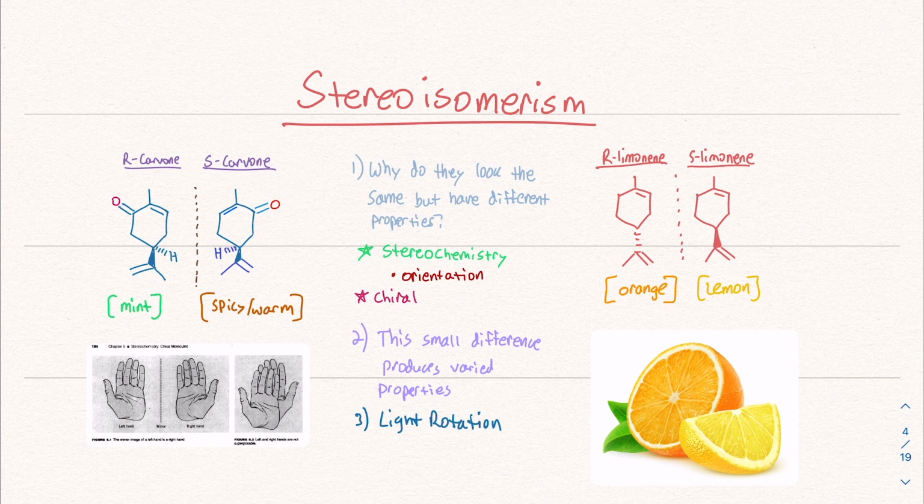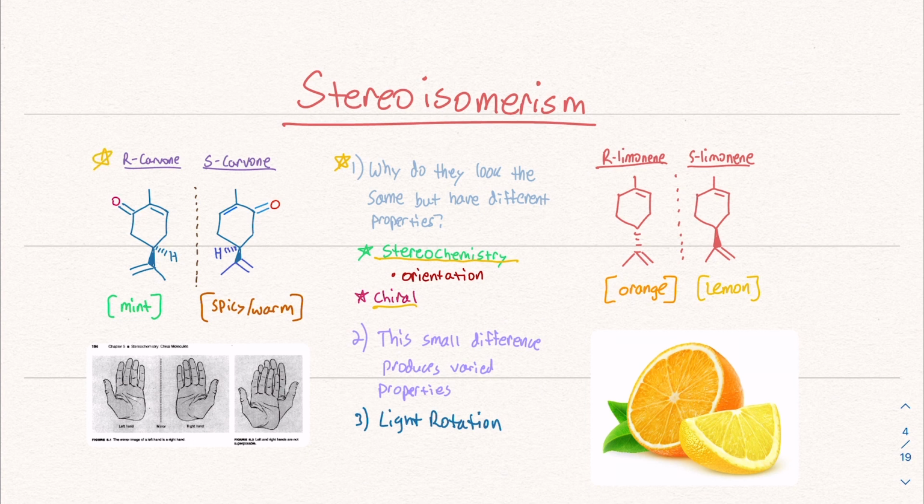So the question is, why do these chemicals look the same but have very different properties? What's involved is something called stereochemistry or chirality. What does this mean? When we're looking at chemical species, we have to consider their orientation. I've mentioned before that when we're looking at drugs or chemicals in general, the way they're structured is very important in relation to their function. So we've talked about R-carvone and S-carvone.